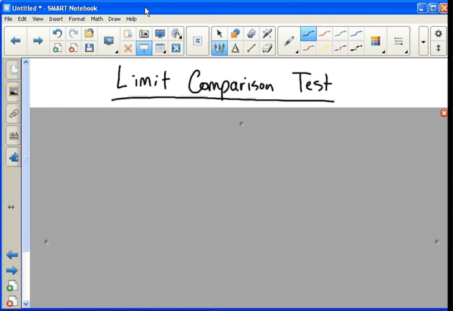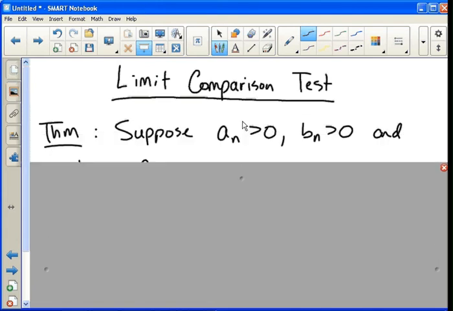We talked about the direct comparison test, and now we're going to move on to the limit comparison test. These are similar to each other in that they're comparing series we know with series we don't, comparing simple ones like p-series and geometric to things that aren't quite p-series or geometric. So here's what the theorem says.